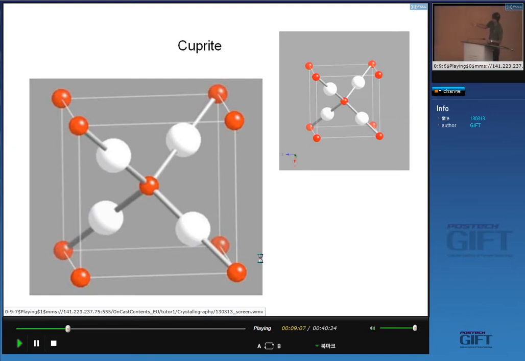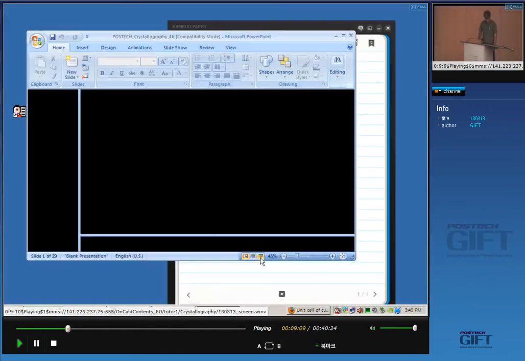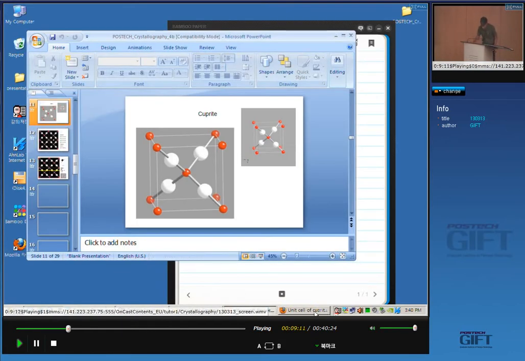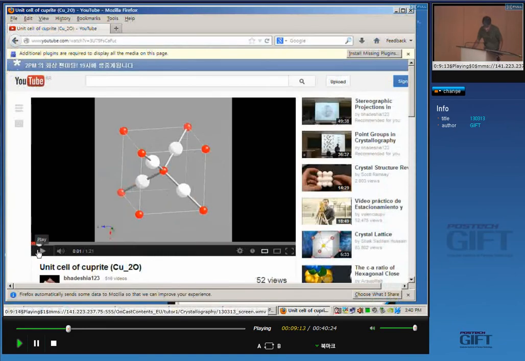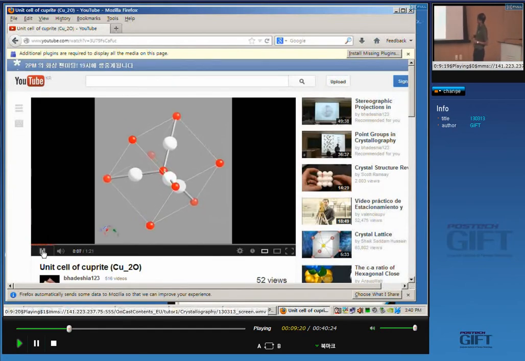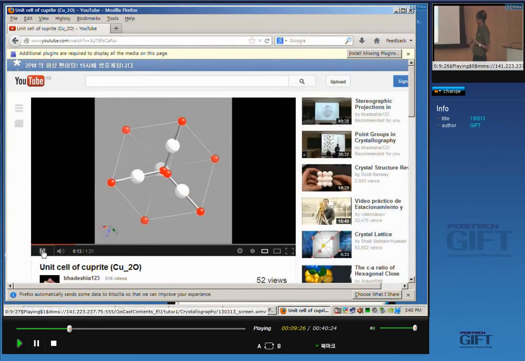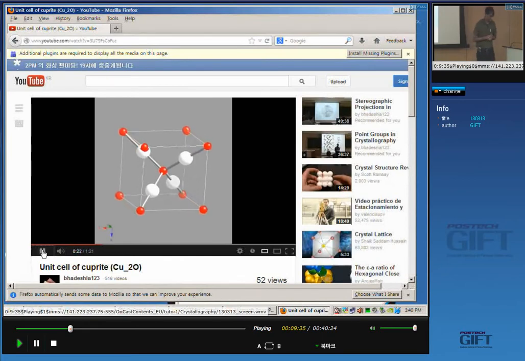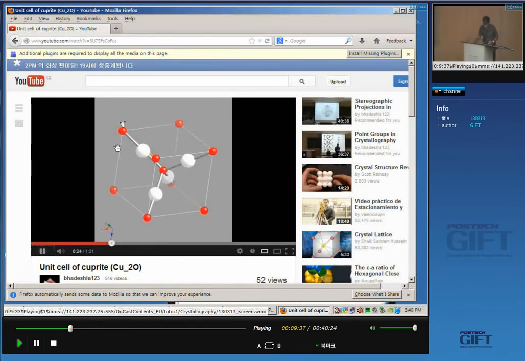Let me just show you. This is supposed to be a movie, but it won't work. So I'll go to my... This is what the cuprite cell looks like in three dimensions, okay? Just get a visual appearance of that, because we're going to look at this in quite considerable detail. So the body diagonal is obviously the 1-1-1 direction, and it's cubic. Okay, that will go on for quite a while.